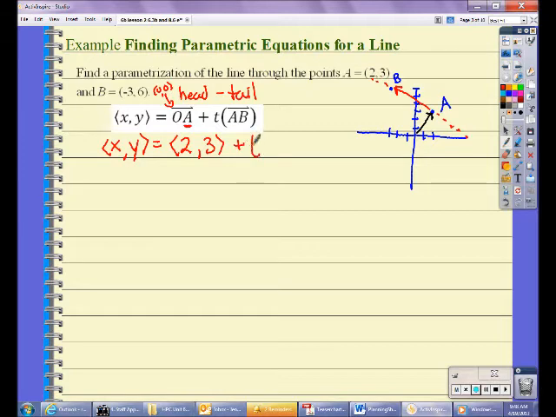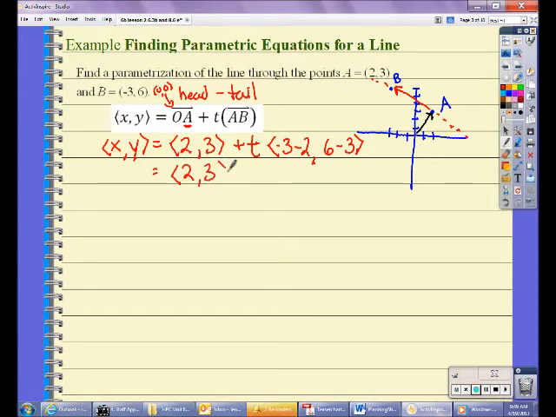Plus t, our parameter, which is going to be the scalar stretching and shrinking our direction vector, times the direction vector AB. Remember, head minus tail. B is the head, so negative 3 minus the tail of 2, comma, 6 minus the tail of 3. Next step, so we've gotten our 2 steps, we found the 2 vectors and we put them in together. So it's kind of 2 steps in one. Next, simplify.